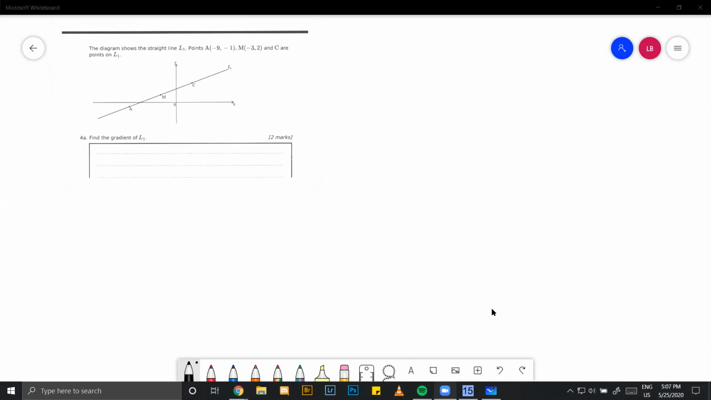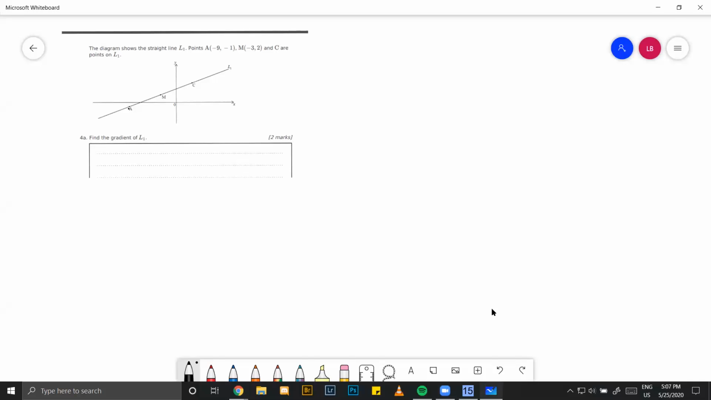Okay, this is the question. The diagram shows a straight line L1, points A at -9, -1, and M at -3, 2, and C are points on L1. Find the gradient of L1. So that's the first part.